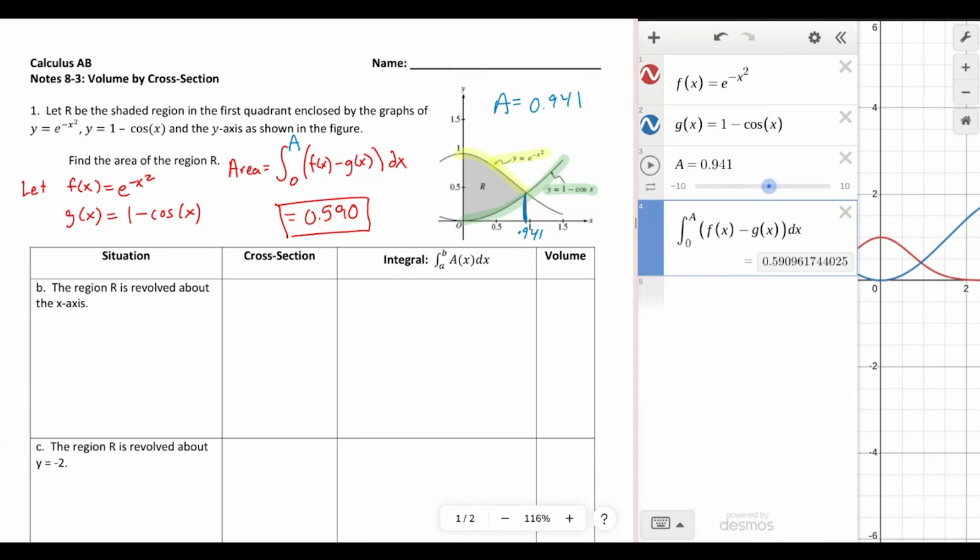So the first one is asking us to revolve this region, still dealing with that exact same region, about the x-axis. Now each cross section will be a washer in this case, basically like a circle with a circle missing. If I revolve this region right here around the x-axis, it's going to create something like that. So it's going to basically revolve around the x-axis. And so each cross section is going to look like a washer. In other words, a circle with a circle missing.